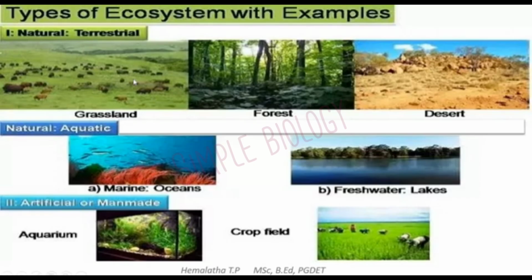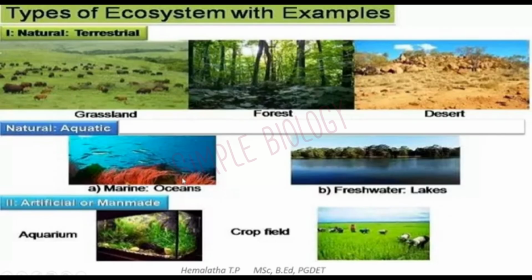We can further classify the natural ecosystem into two types, that is terrestrial and aquatic. Some of the terrestrial ecosystems are grassland, forest, desert. These are some of the examples for terrestrial ecosystem. And examples for the aquatic ecosystem are oceans and lakes.